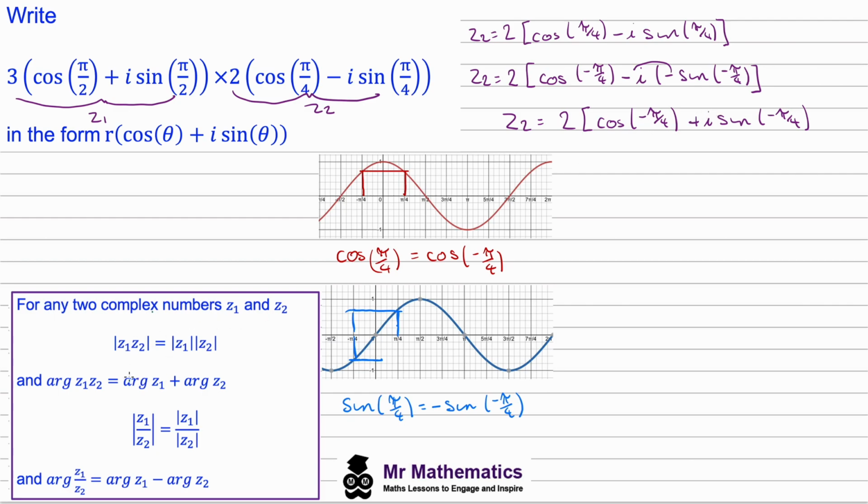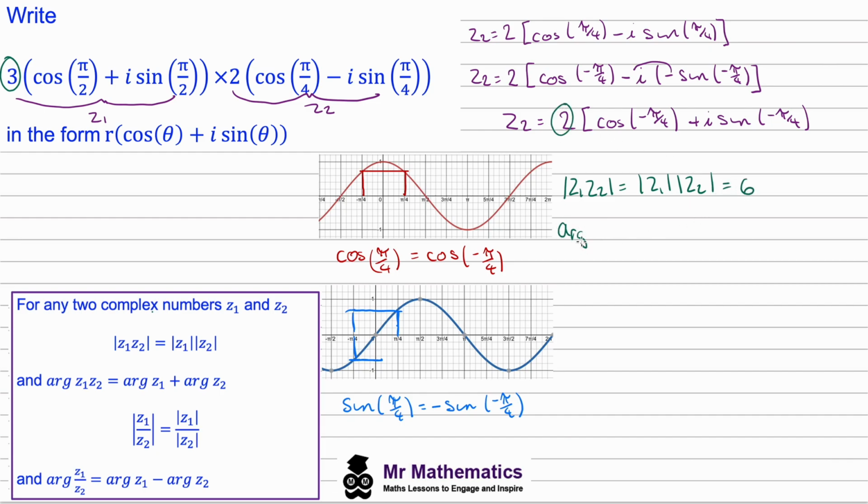We can use these properties to find this product. The modulus of a product Z1 Z2 will be equal to the modulus of Z1 multiplied by the modulus of Z2. The modulus of Z1 is 3. The modulus of Z2 is 2. So this will be 6.